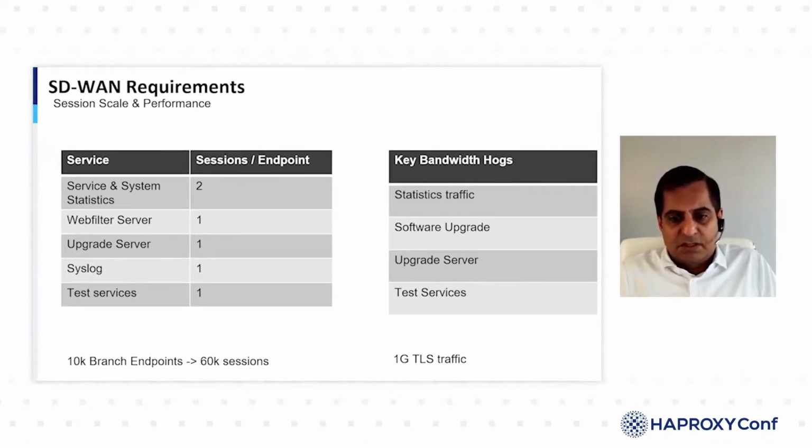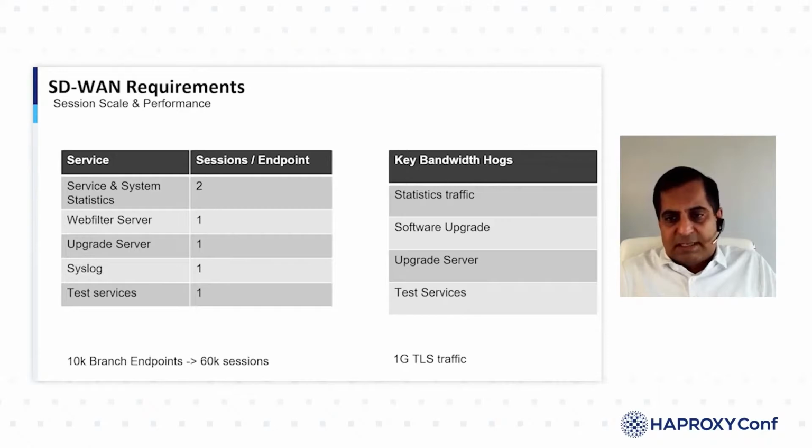And in a typical SD-WAN deployment, we could have all the way up to 10,000 branch endpoints. That in turn translates to 60,000 sessions for each HAProxy instance. As we know, HAProxy currently supports 8,000 concurrent TLS sessions per GB of RAM. So with vertical scaling, we could get to 60K sessions, satisfying the requirements for the SD-WAN scale.